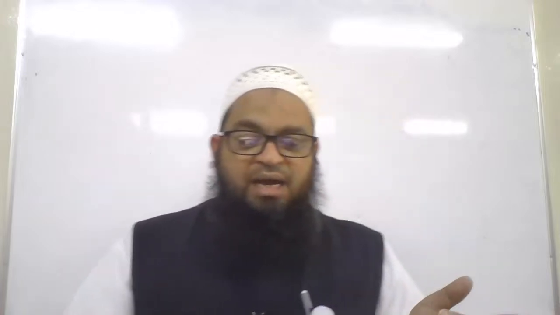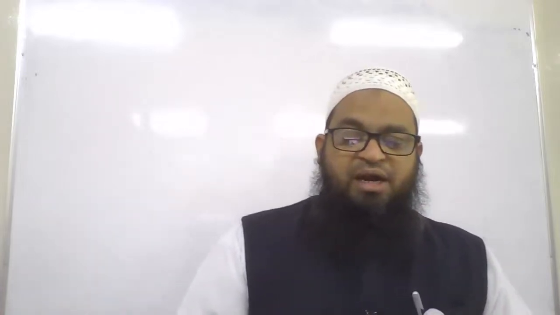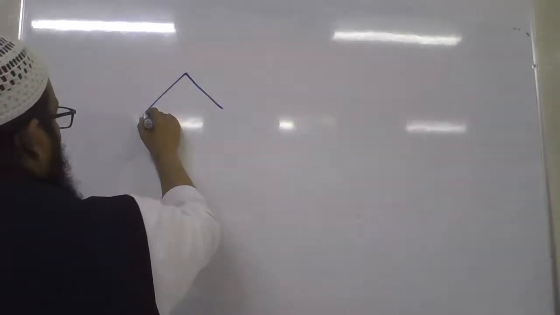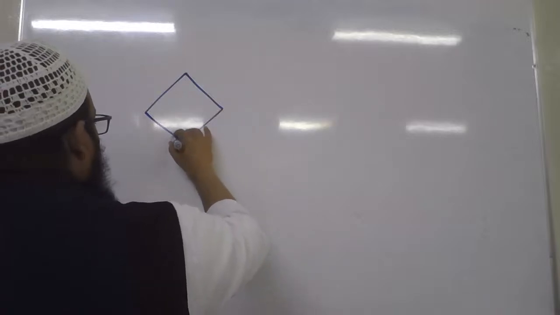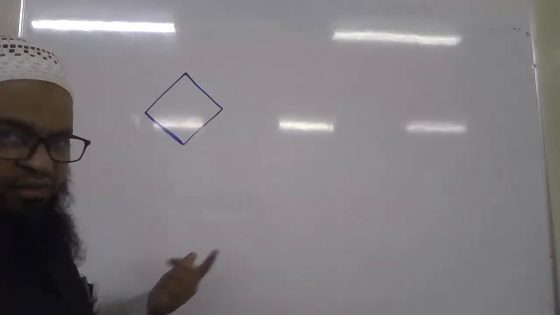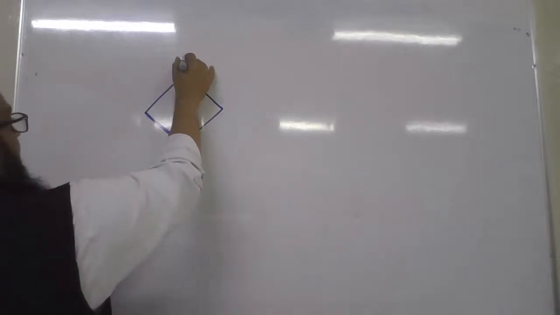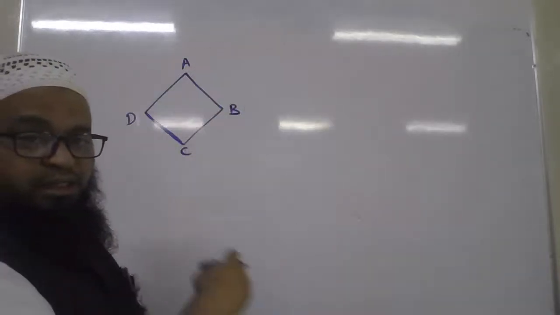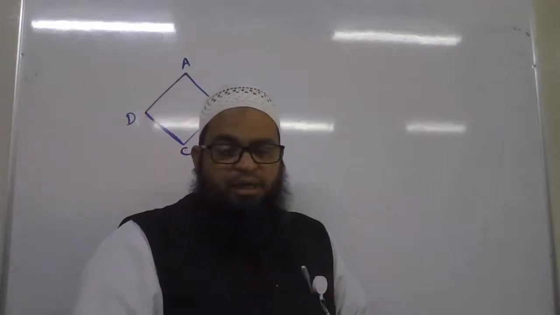So now the 12th question: in a rhombus ABCD, if AB is equal to 12 and diagonal BD is equal to 20 centimeters, find AD. Let us draw the figure, then we will understand. In rhombus ABCD, we generally draw like this. Let us draw A, B, C, D. You have to go either clockwise or anti-clockwise.